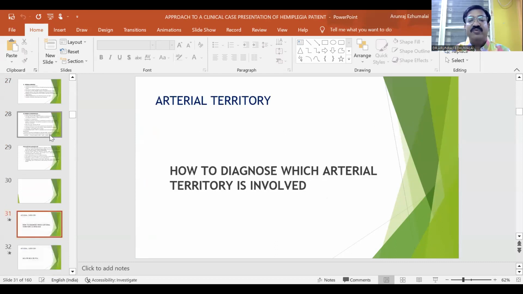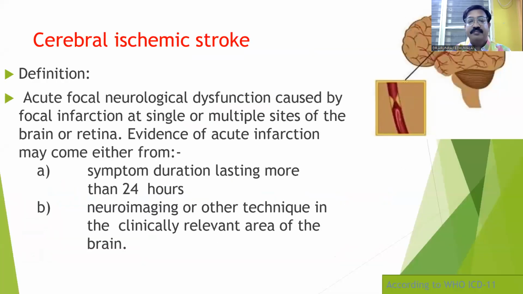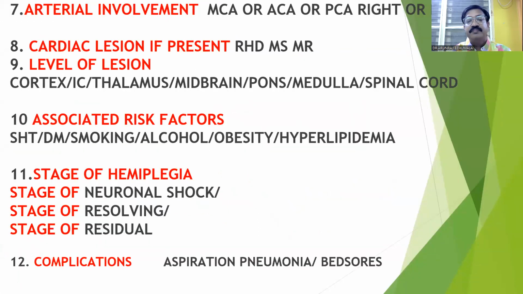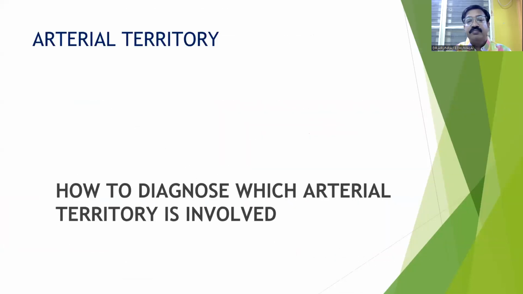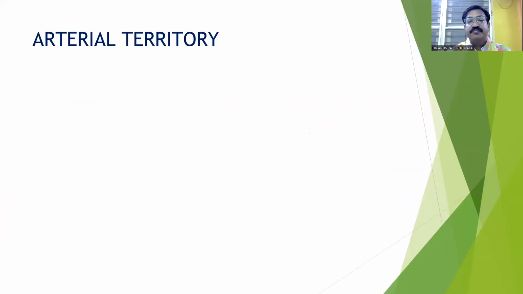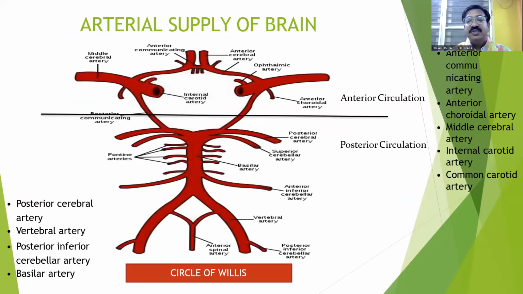Okay. How to diagnose which artery is involved? So whether anterior cerebral artery or middle cerebral artery or posterior cerebral artery. When diagnosing, we have to write probably due to thrombosis involving the lenticulostriate branches of anterior cerebral artery. We have to write like those. How to find this? So what do you mean by anterior circulation and what do you mean by posterior circulation?